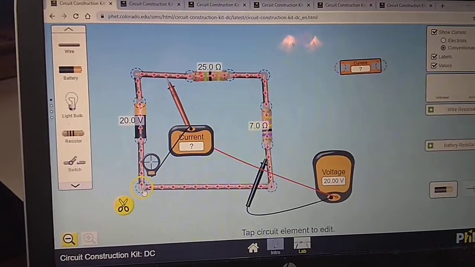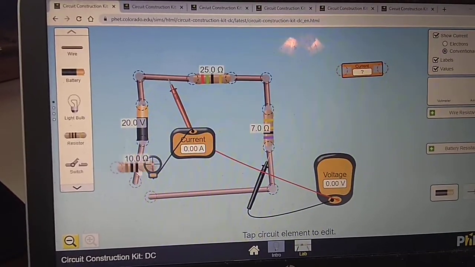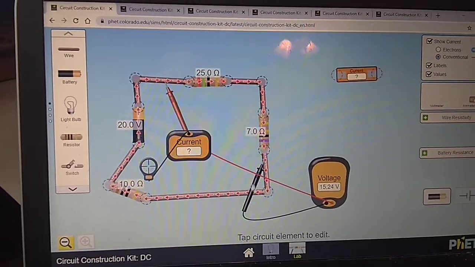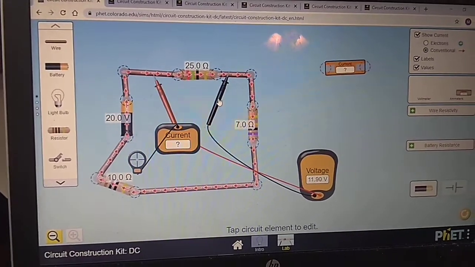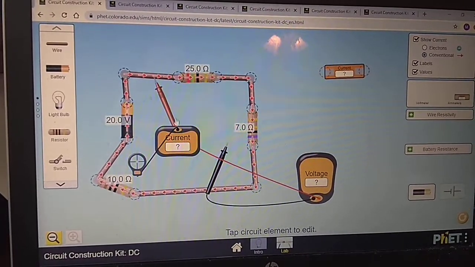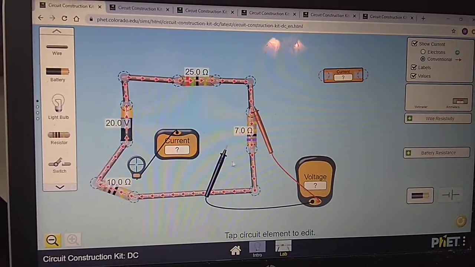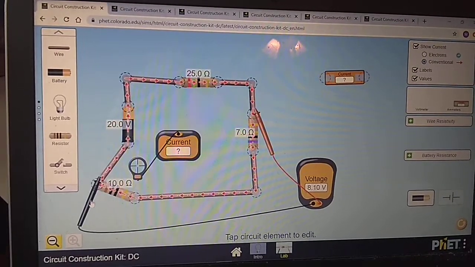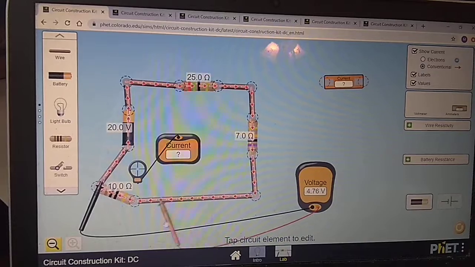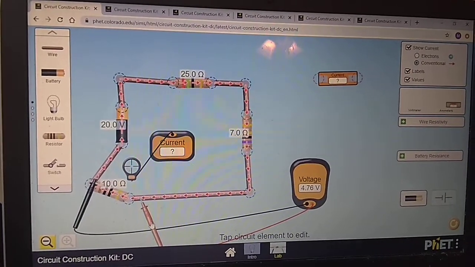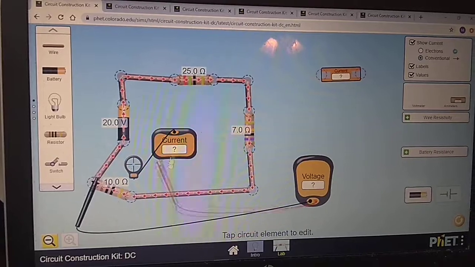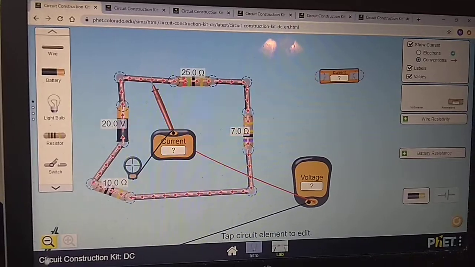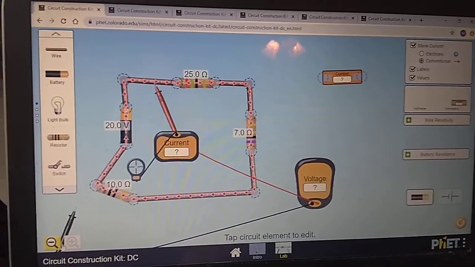This will even be the same if I were to add in another resistor. Let's add in a 10 ohm resistor. Okay, so now look what I have. My voltage drops have changed: 11.9, 3.33, and 4.76. I forgot what the first one was. You see that the total is 20.